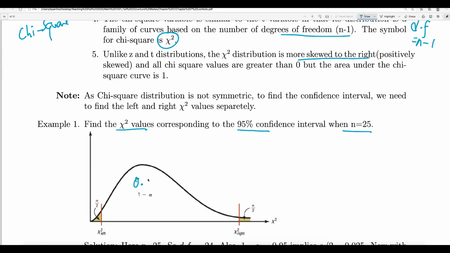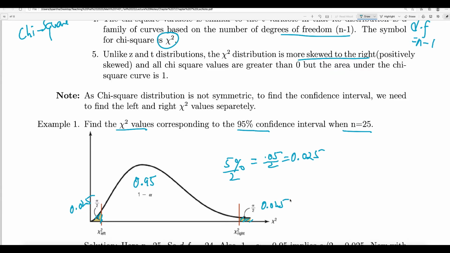So 0.95 is in the middle. This white region is the 95%, or 0.95. Since the total area is 100%, the outside area, these two shaded regions, should be 5%, right? Because the total is 100% and the middle is 95%. But we need to divide that 5% into this half and the other half. So 0.05 divided by 2 is 0.025. So this area is 0.025 and this area is 0.025.